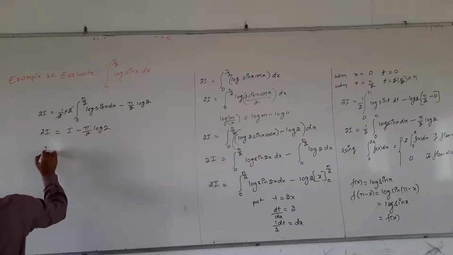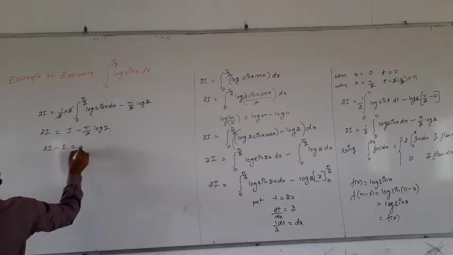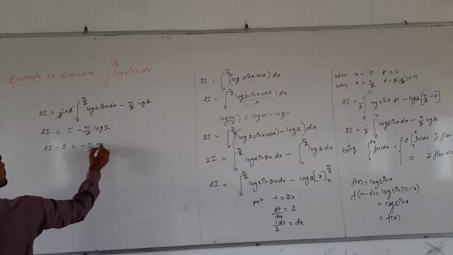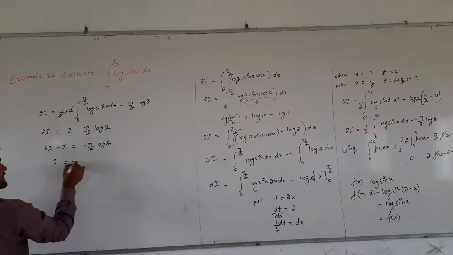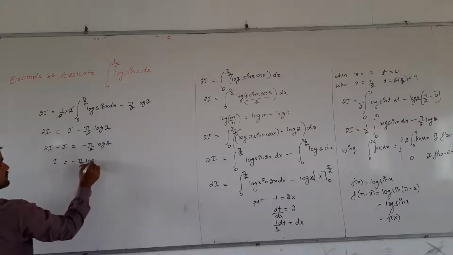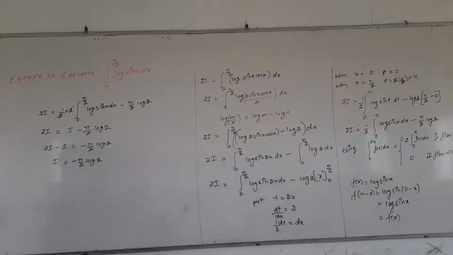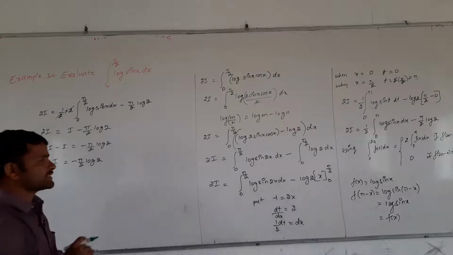I will bring I to the left hand side, 2I minus I is equal to minus pi by 2 into log 2. 2I minus I is equal to minus pi by 2 into log 2. You can leave it here, minus pi by 2 into log 2, or we can simplify it further.